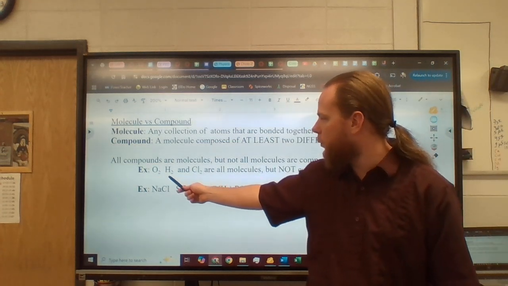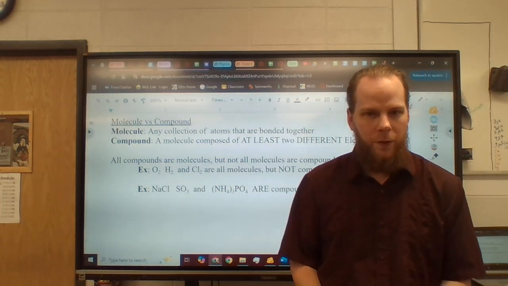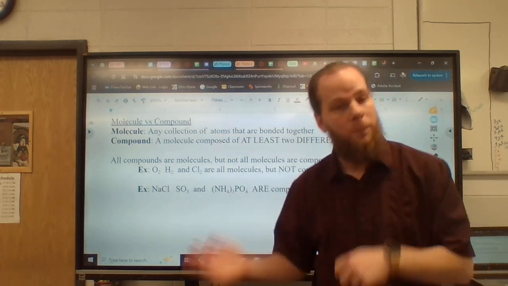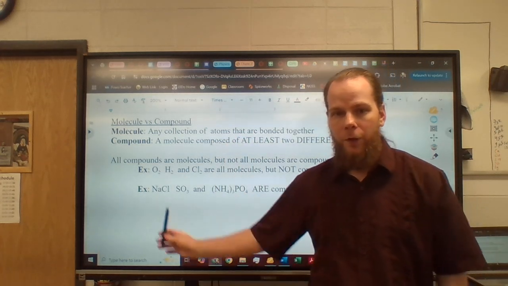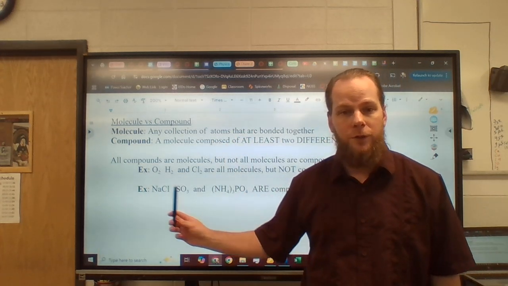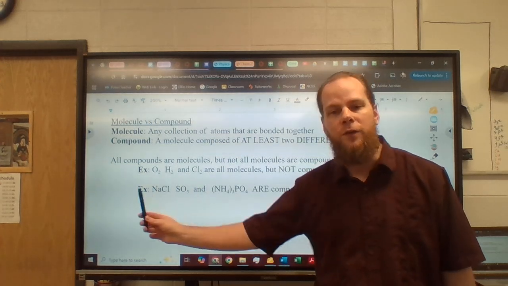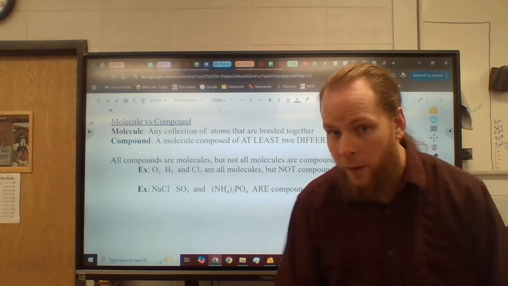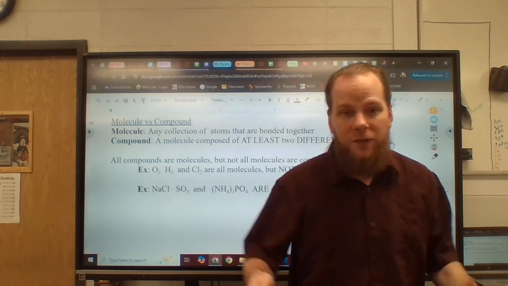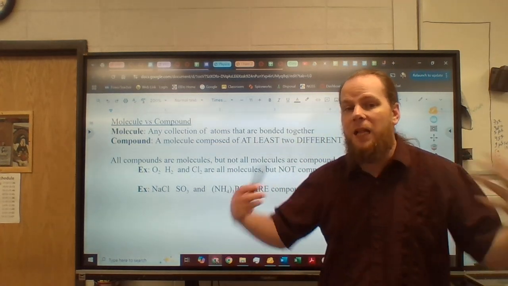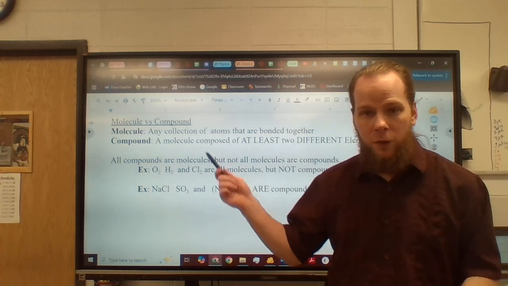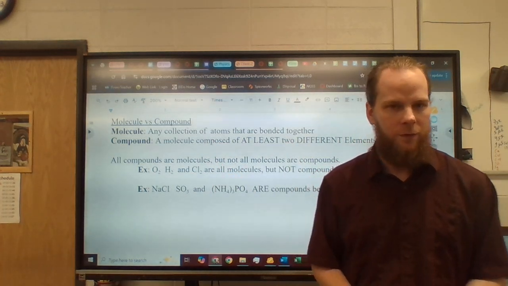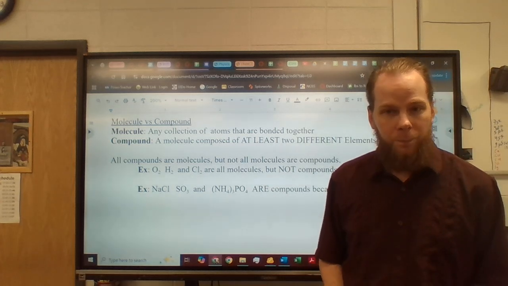So here we have O2, H2, and Cl2. Those would be molecules because there are 2 or more atoms: 2 oxygens, 2 hydrogens, 2 chlorines, and these are 3 just very common ones. Another good example would be P4 or S8. Those are 2 more examples of what we call elementals. They are molecules, but they are not compounds because there's only 1 element present. There's not 2 or more.